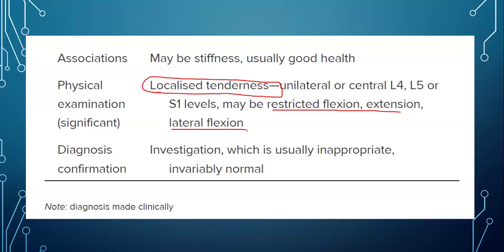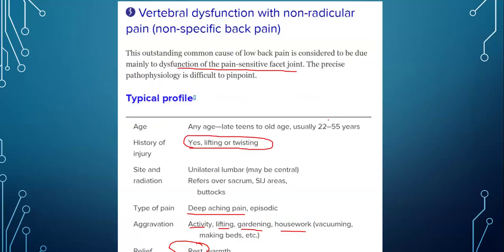Now, if your patient fulfills the criteria, don't just think that because JEM said it is common between 22 to 55, a 60-year-old cannot have vertebral dysfunction. They can have it. It's not uncommon. Okay, but this is common in this age group.